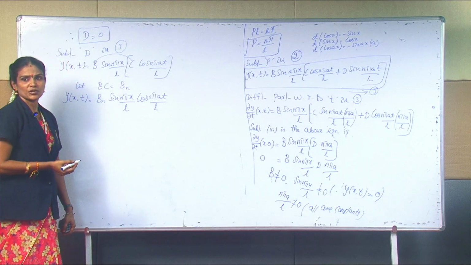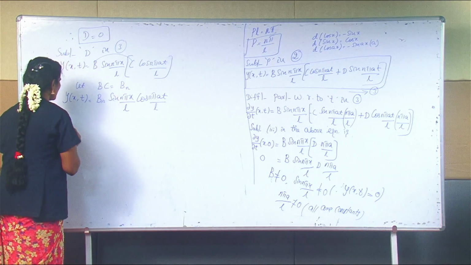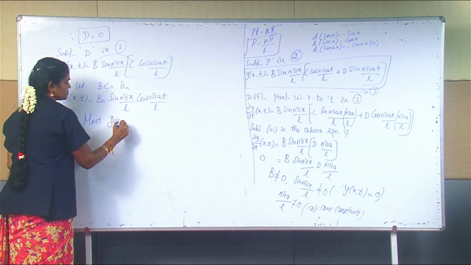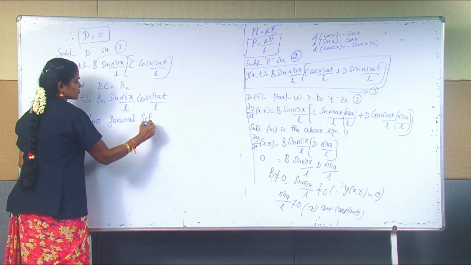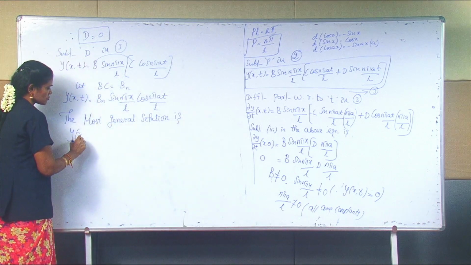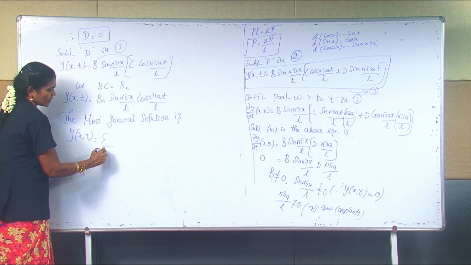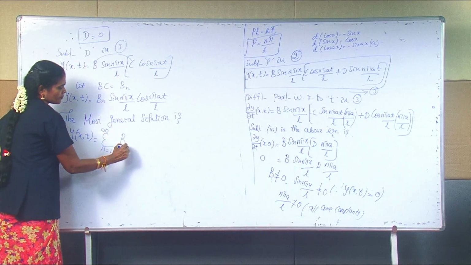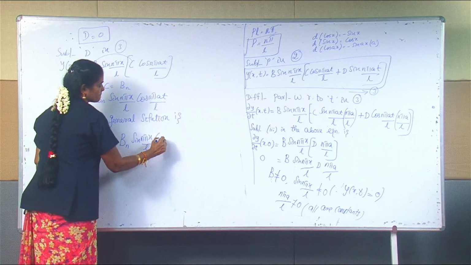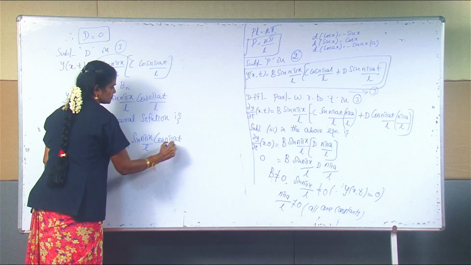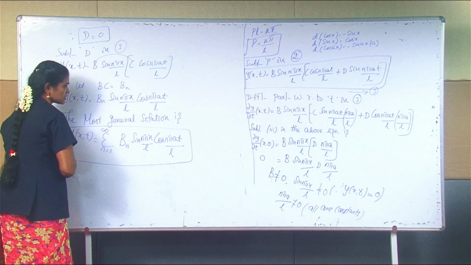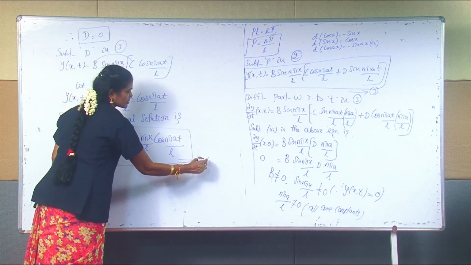Before substituting the last boundary condition, you have to consider the most general solution. The most general solution is, you have to consider the solution for summation n equal to 1 to infinity Bn sin n pi x by L into cos n pi a t by L. So, this is our most general solution. You have to consider this one as our correct solution now.